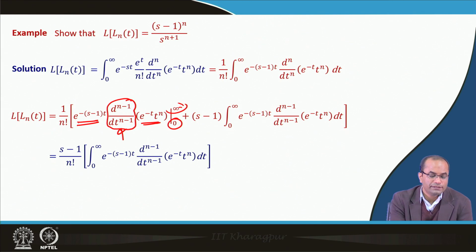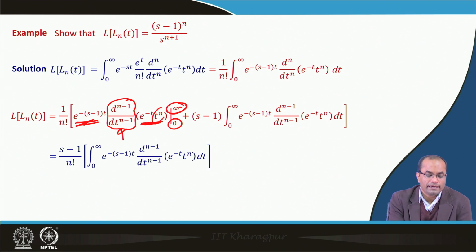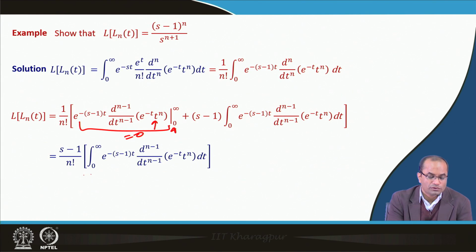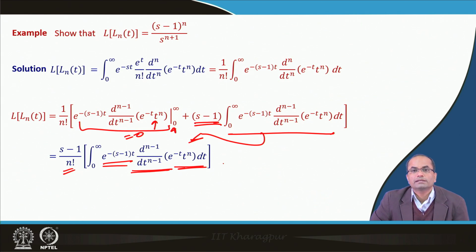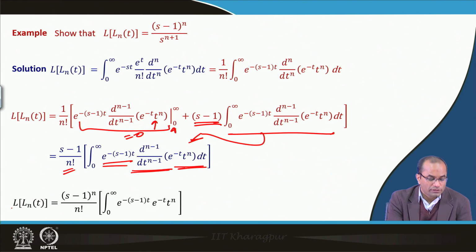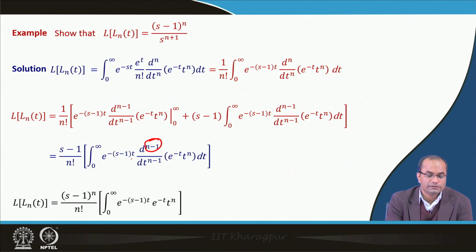So, at infinity, because of the exponential term, this term will vanish, and because of t^n, and we are talking about the (n-1)th order derivative, in each term t will appear, and when t goes to 0, this will go to 0. So, the whole term will go to 0. So, we will remain with (s - 1) over factorial n, and then the integral from 0 to infinity of e^(-(s-1)t) times the (n-1)th order derivative of e^(-t) t^n dt. Because we have to now continue this process of integrating, every time we will have a reduction here till we get derivative power 0, that means no derivative.